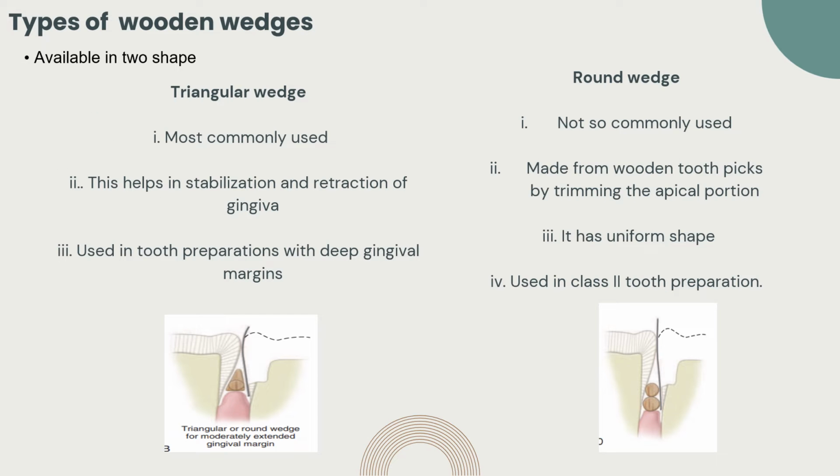Moving on to the types of wooden wedges, they are available in two shapes, that is triangular and round. The triangular one is the most commonly used and it helps in stabilization and retraction of the gingiva. It is also used in tooth preparations with deep gingival margins. Coming to the round wedges, they are not so widely used but have a uniform shape. Usually, they are made from wooden toothpicks by trimming the apical portion. It is used in class 2 tooth preparation.